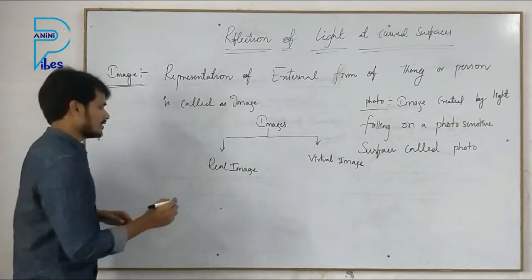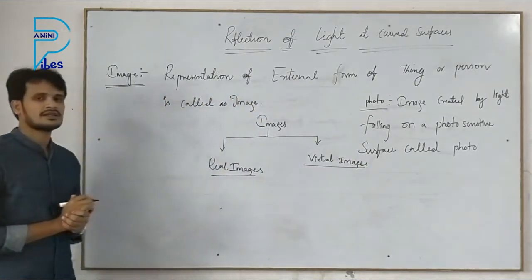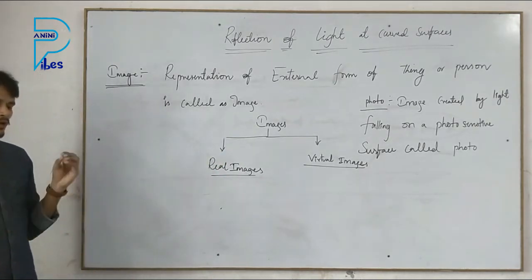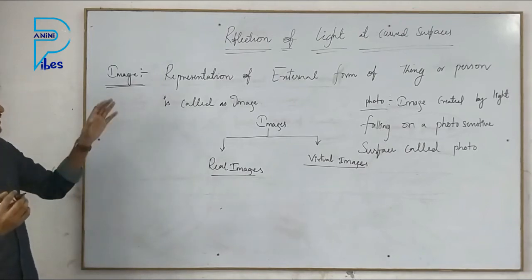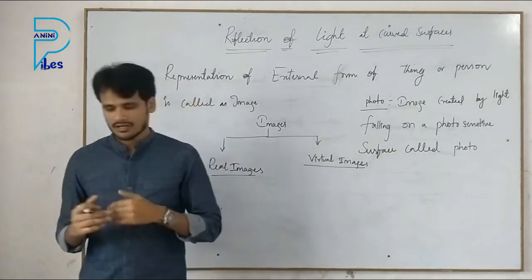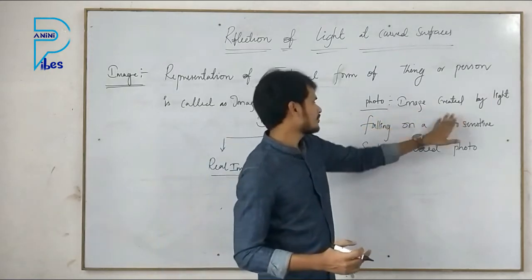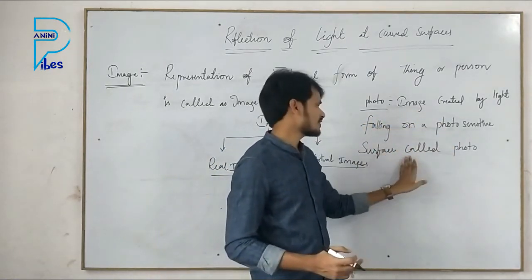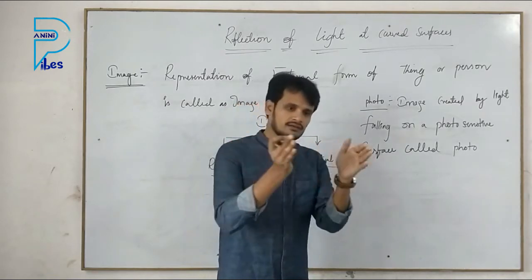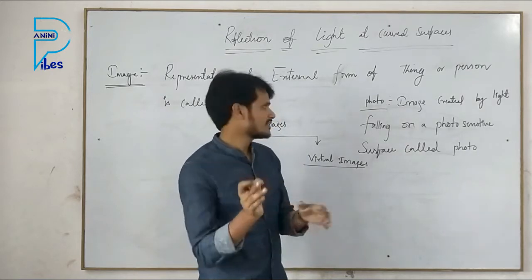Two types. They are real images and virtual images. Before explaining these real and virtual images, probably most people get confused. Images and photos are similar, but actually an image is a different thing and a photo is also a different thing. A photo is defined as an image created by light falling on a photosensitive surface. That image captured on a photosensitive place by light is called a photo.